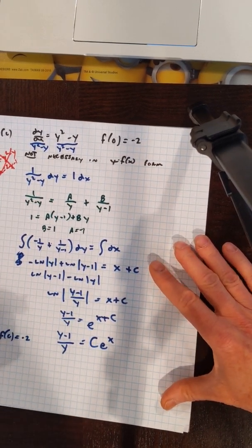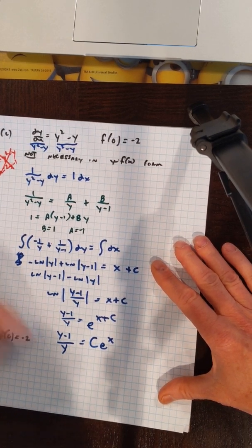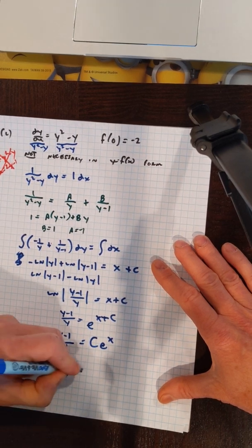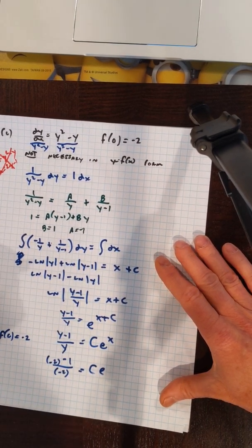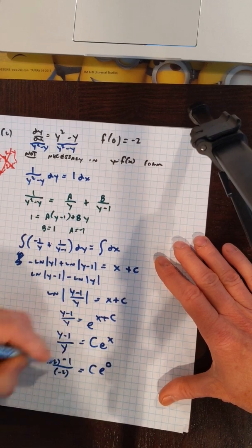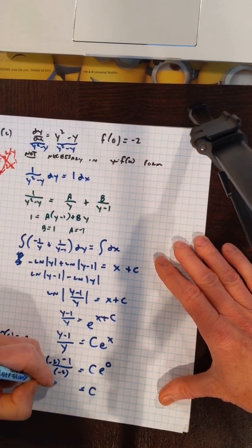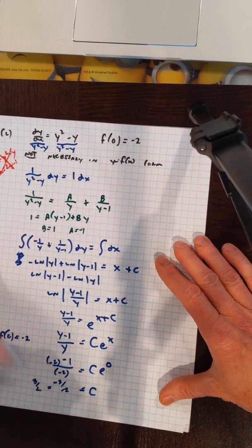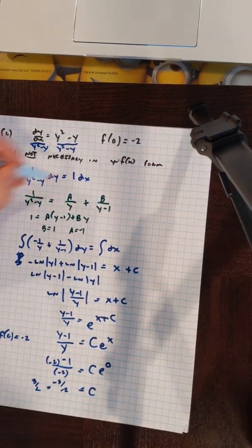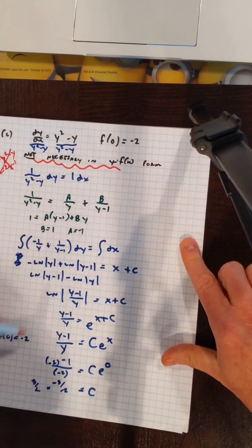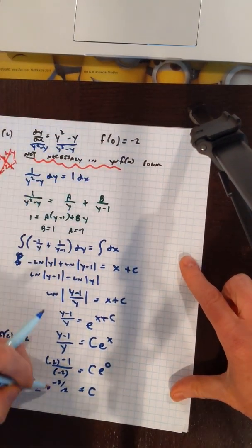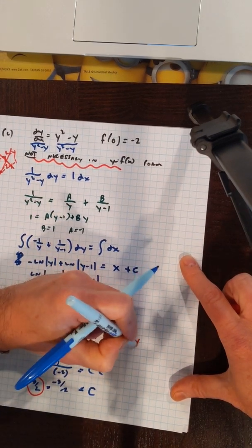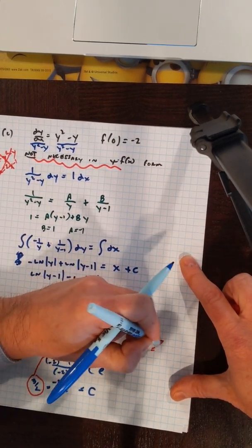That gives me negative 2 minus 1 over negative 2 equals c e to the 0. So c equals negative 3 over negative 2, or just 3 halves. Now, here, the nice thing is they said not necessary to put it in the f of x form, in the y equals form. That means I can just take my c, slide it up in here, and rewrite the answer to be this.